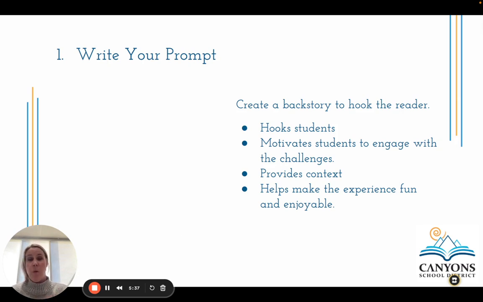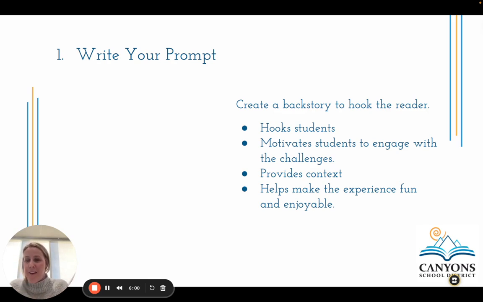So tip 1, write your prompt. So this creates a backstory and can hook the reader. So it's just a fun way to introduce it, like hook students, motivate them to engage with the challenges. It can provide context to the activity. It can even make the experience fun and enjoyable. So when I did this, I wanted to tie it to the states of matter. So it was a science standard.